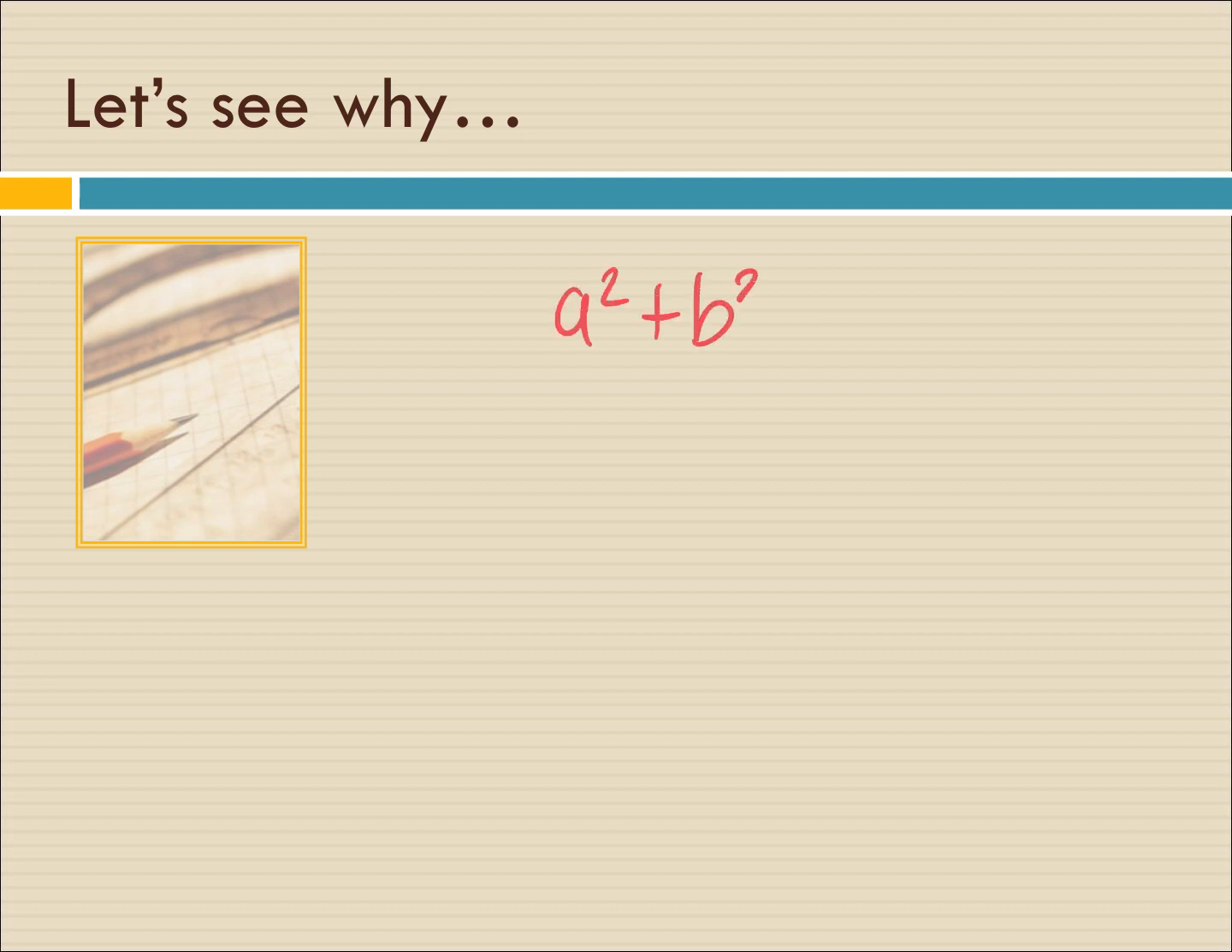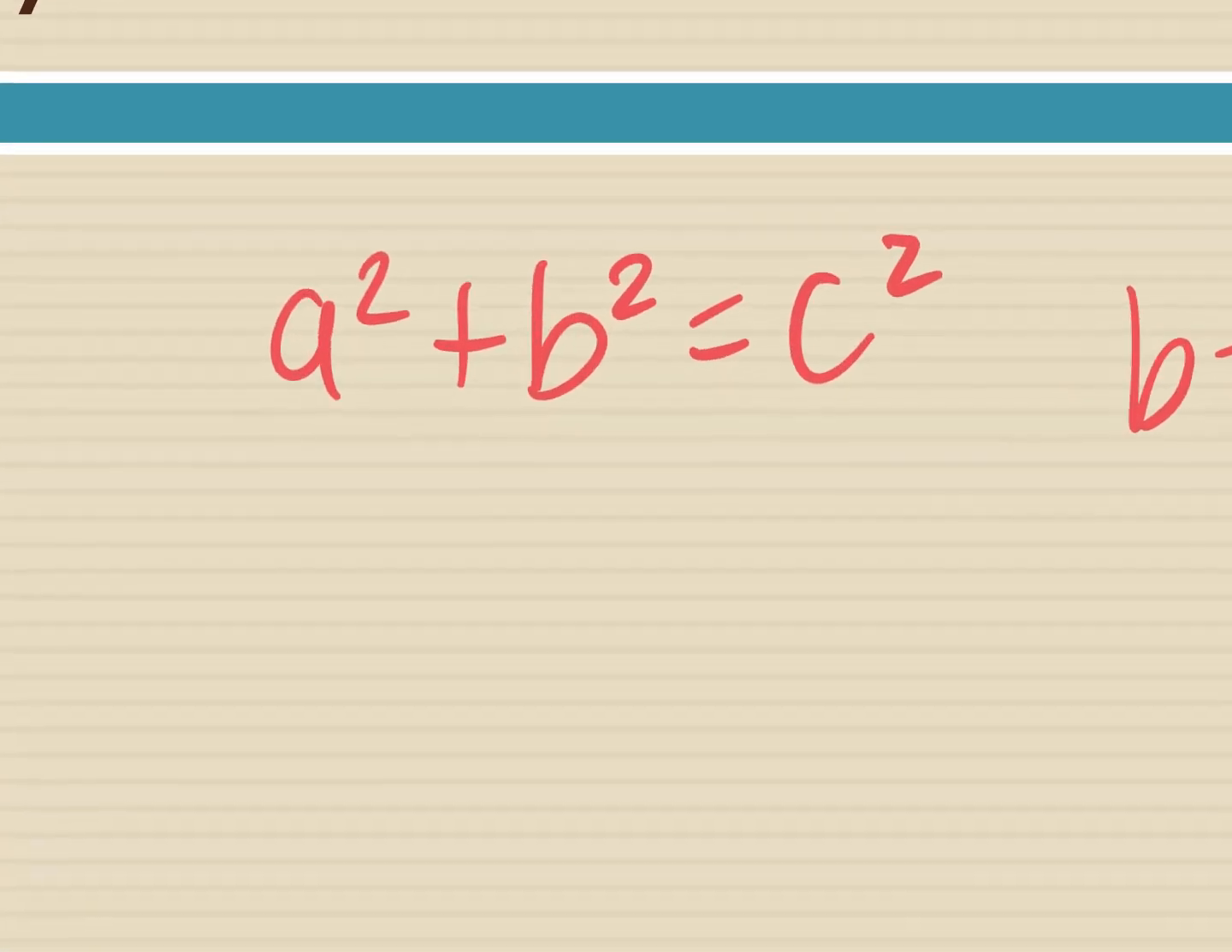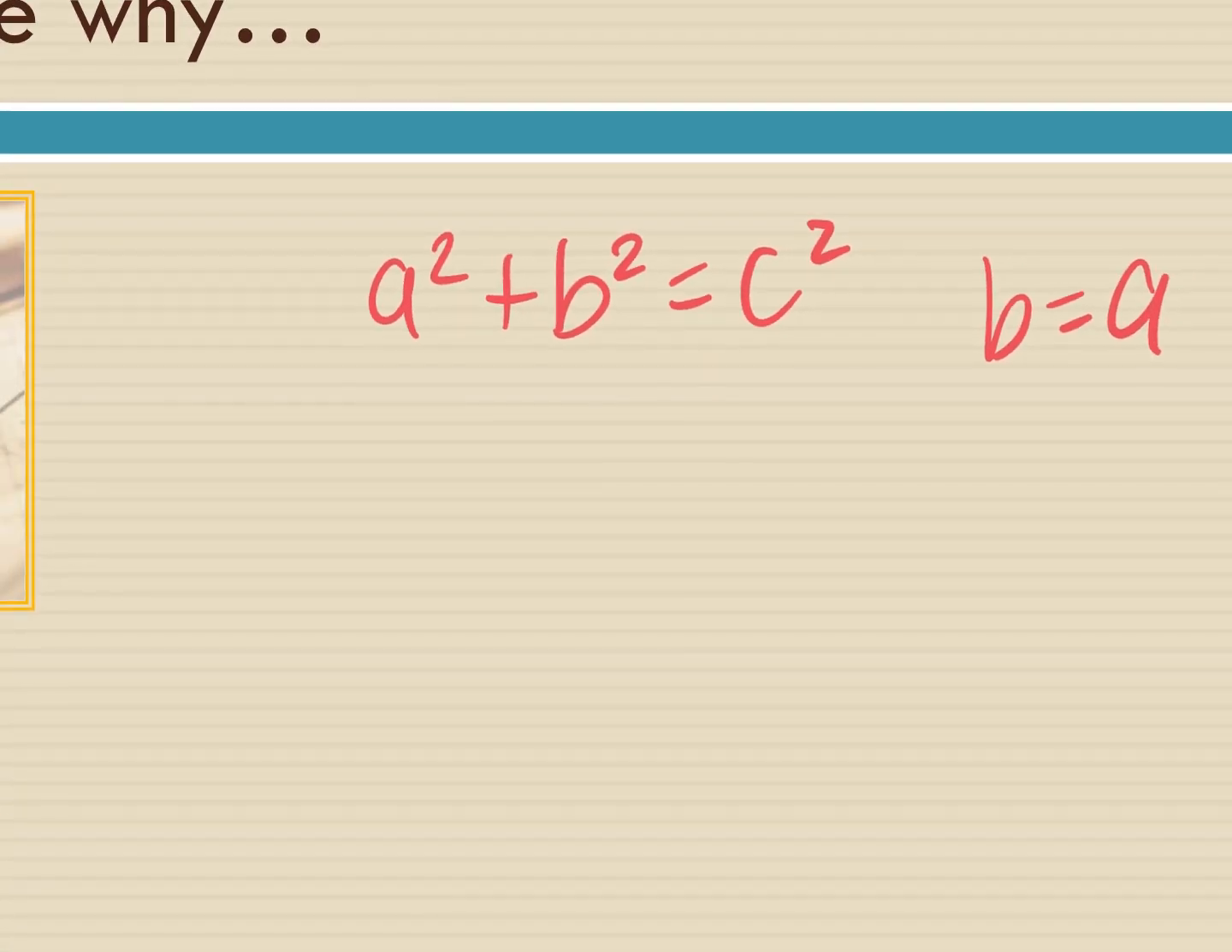A squared plus b squared equals c squared. But for a 45-45-90, you guys agree it's isosceles, correct? So b is the same length as what? A. So I'm just going to write it in terms of a. So I can go back and replace b with what letter? A. So it's actually a squared plus a squared equals c squared. Do you guys agree?